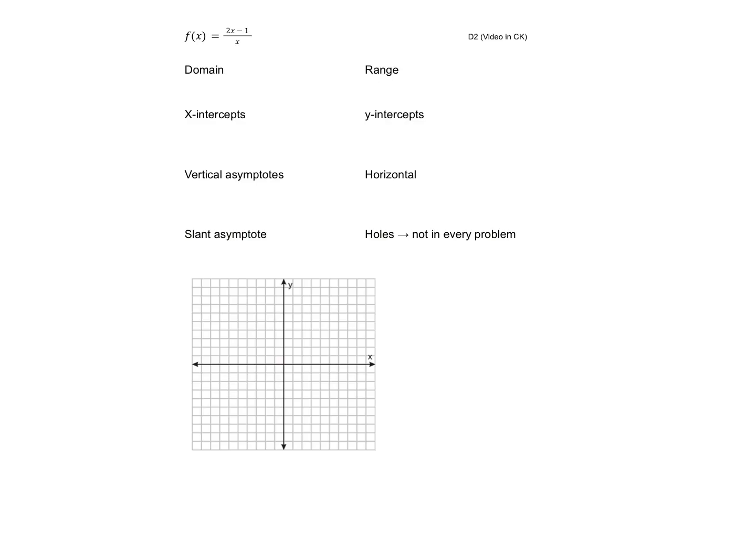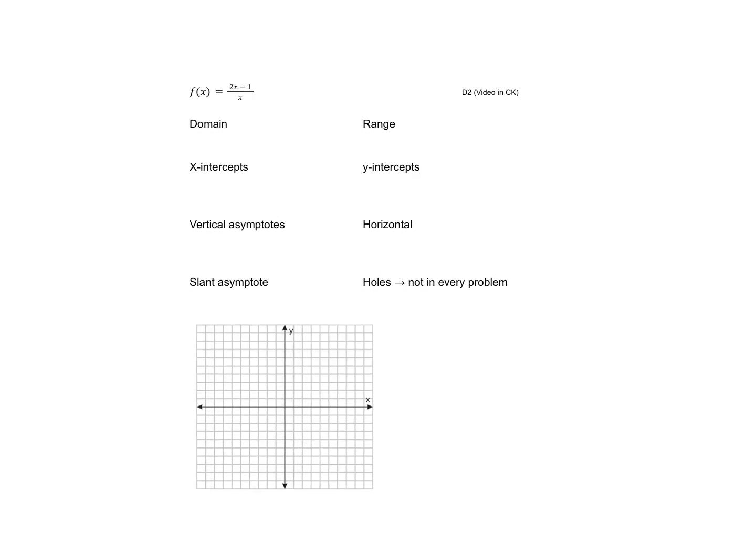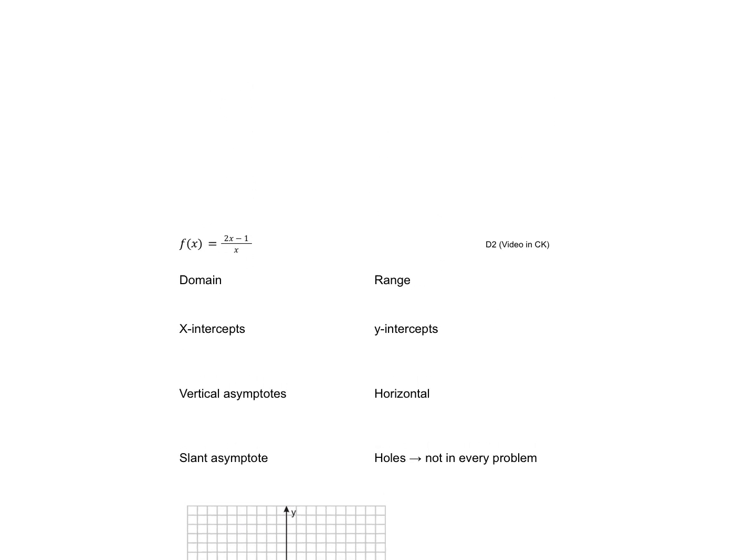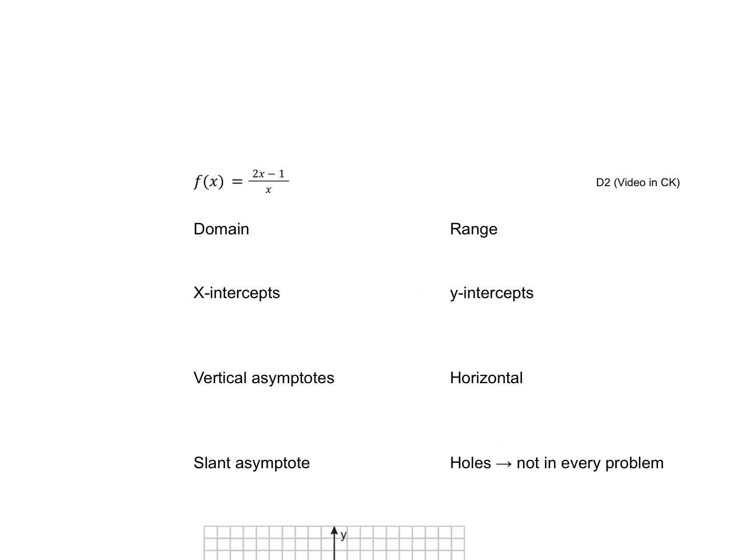Okay, so let's get started on actually figuring out one of these. We've got f of x equals 2x minus 1 over x. First of all, let's go ahead and find the domain. We find the domain by figuring out what x can't be. Well, if x is in the denominator, it's just x. There's nothing added or subtracted to it. That means x cannot equal 0.